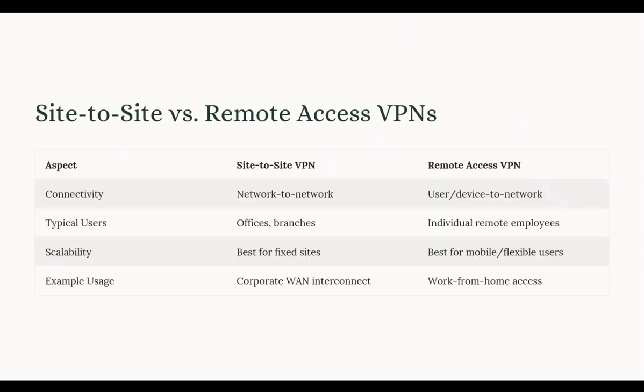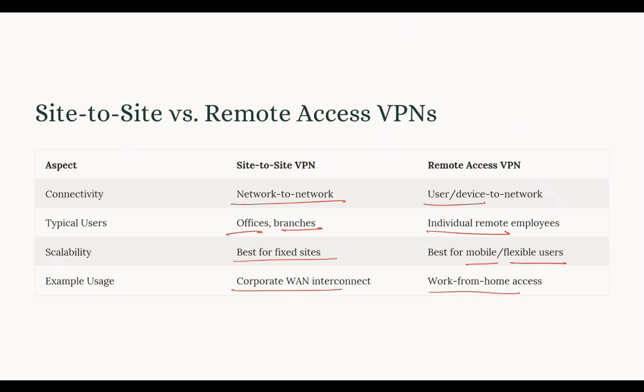Now, talking about site-to-site and remote access VPN differences, the connectivity of site-to-site VPNs is network-to-network, whereas remote access VPN is user or device to a network. Typical users in site-to-site are offices or branches, whereas remote access VPN users are individual remote employees. Scalability in site-to-site VPN is best for fixed sites, whereas remote access VPN is best for mobile or flexible users. Example usage of site-to-site is corporate WAN interconnection, and remote access VPN is for work-from-home access.